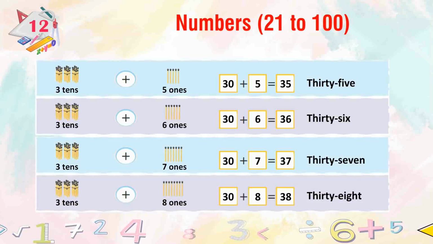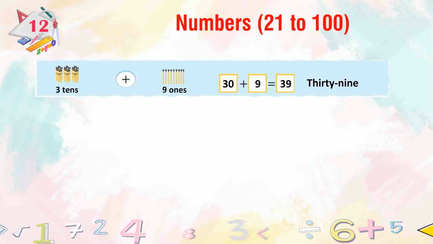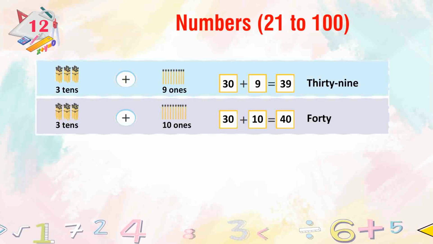3 tens plus 8 ones, 30 plus 8 is equal to 38. 3 tens plus 9 ones, 30 plus 9 is equal to 39. 3 tens plus 10 ones, 30 plus 10 is equal to 40.